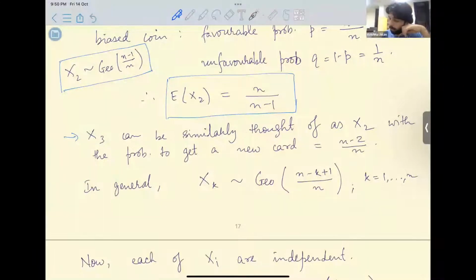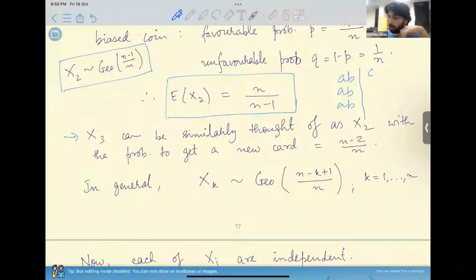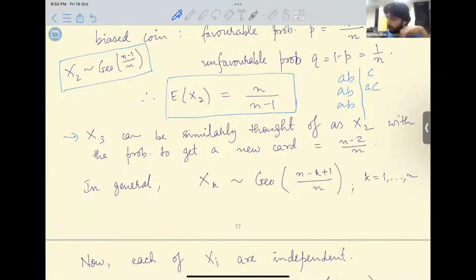Okay. How? Let's say I have obtained AB. I'll fix AB. I forget about AB always. Then I could obtain C. Or I could obtain AC. Or I could obtain BC. I don't care. Or I could obtain AAC, or ABC, let's say, and so on. So you see that this is again reducing to the problem of geometric distribution. But now things are a bit different in the sense that I have 2 by n probability of getting an unfavorable event. What are those unfavorable events? A and B.